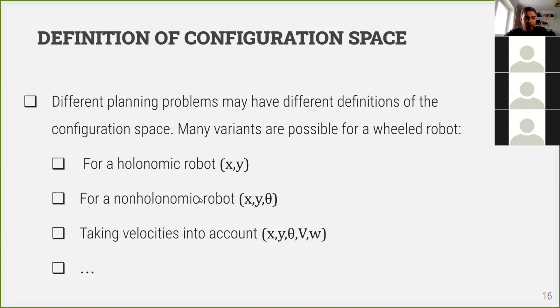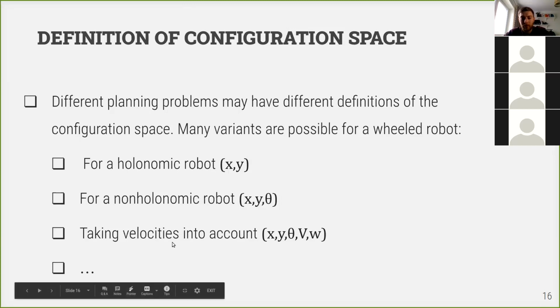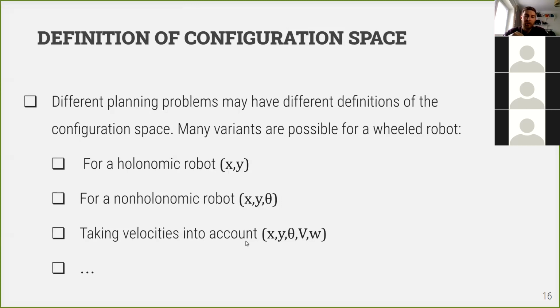For non-holonomic robot, orientation is really important. For example, for a car, orientation is important, and that is why we will have 3D configuration space. Sometimes we want, as we said already, to take velocities into account because for us it is important which velocity we will have in every configuration within our path. Then we can add velocities here. And there are many more options.